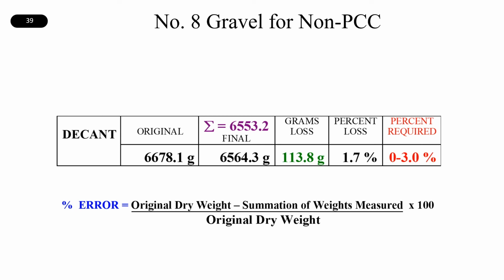The summation of the weights measured means that you add up all the individual weights obtained and recorded during testing. You weighed the amount of material in every sieve plus the pan, so add up those weights. As shown here in purple after the sigma, the total of the individual weights retained on each sieve plus the pan was 6,553.2 grams. Additionally, you indirectly measured the amount of material lost by decant, 113.8 grams. So pause the video while you work this step on your own. The answer is on the next two slides.